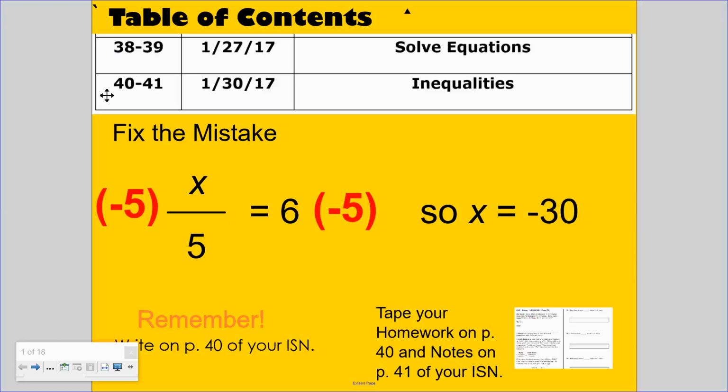This video is over inequalities. So let's look at our number routine. Fix the mistake. It shows the equation is x divided by 5 equals 6. From what I can tell, to solve this person multiplied both sides by negative 5, and so they got the answer negative 30. Let's go back and check his work.